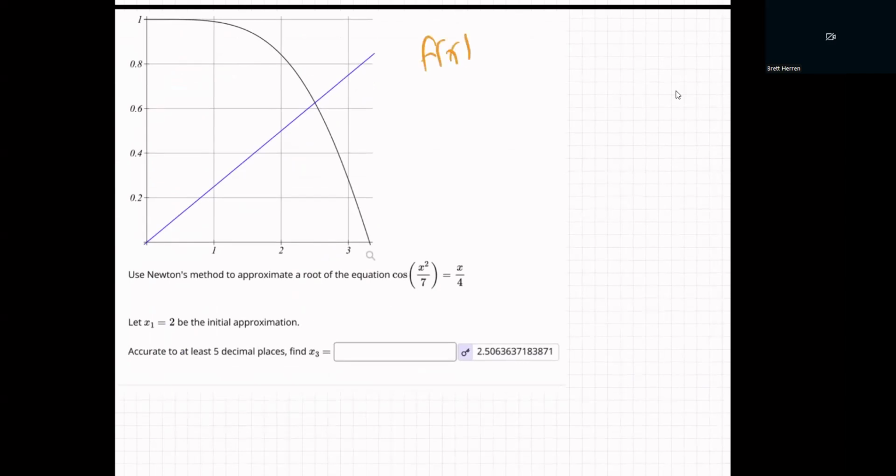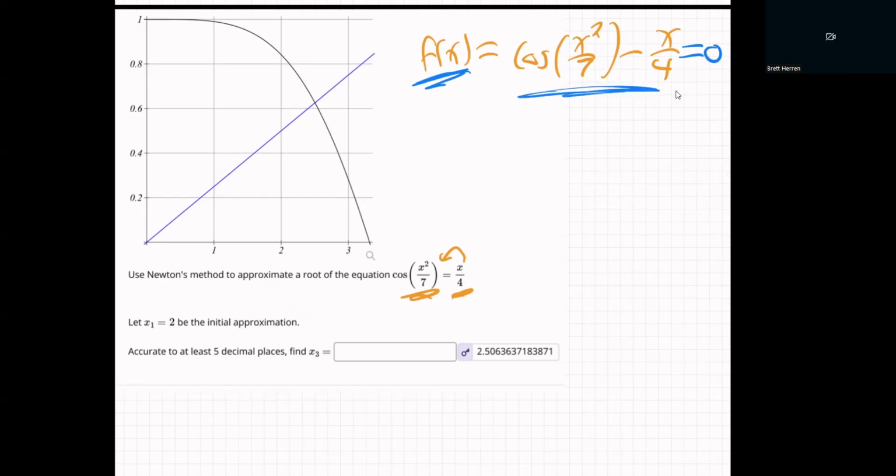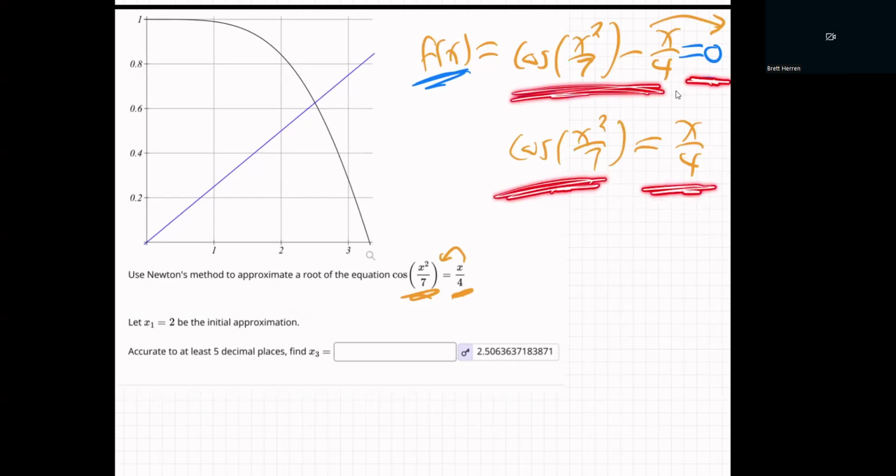So the function, because we want these guys to be equal to each other, right? So bump this to the other side. Then the function is cosine of x squared over 7 minus x over 4. You want that to equal 0. So when this function equals 0, that's the same thing as cosine of x squared over 7 equaling x over 4, if you jump that back over. Finding out where this function equals 0 is the same thing as finding out where the cosine of x squared over 7 equals x over 4. Same thing.